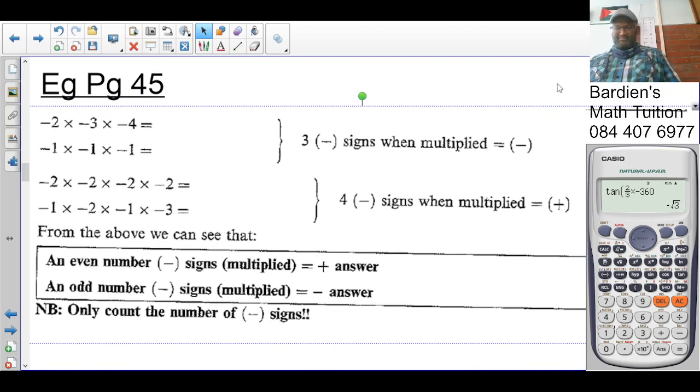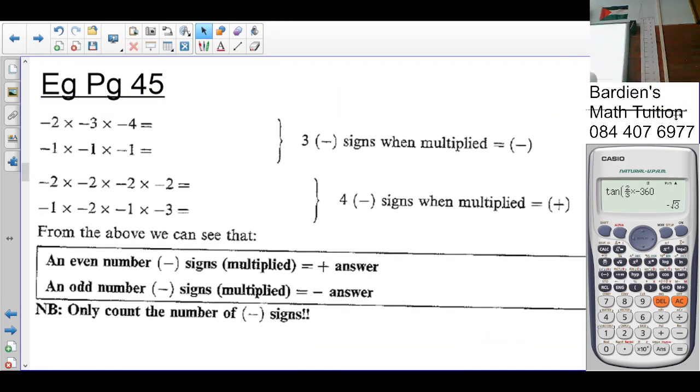Let's look here. We've got negative times negative. Negative times negative is what? Positive. That positive times this negative is what? Negative. 2 times 3? 6. 6 times 4? 24. So the answer is negative 24. Understand? Easy. Try the next one quickly in your books.